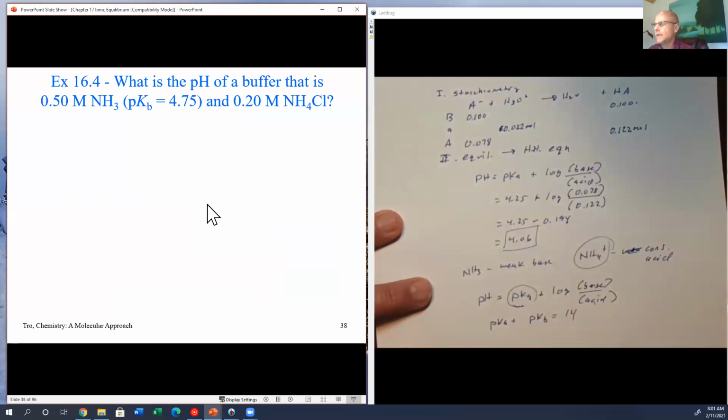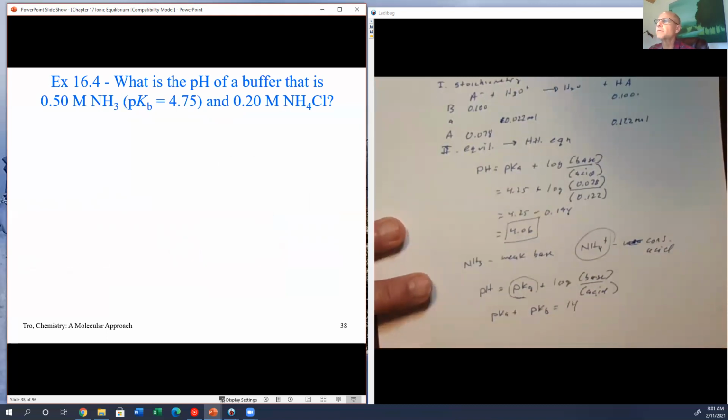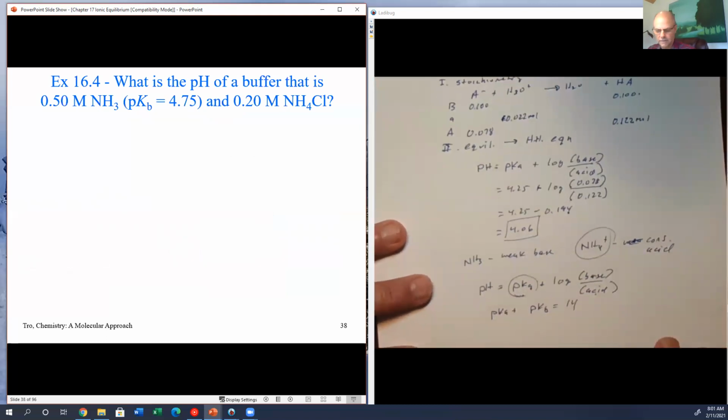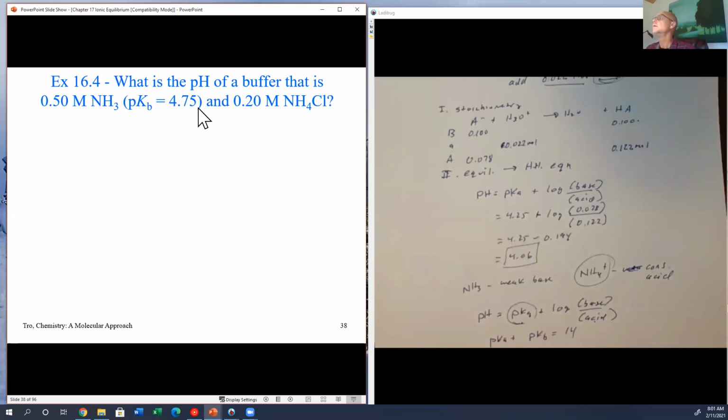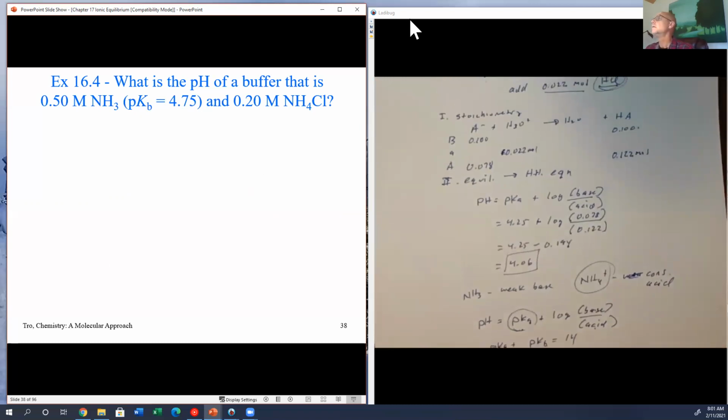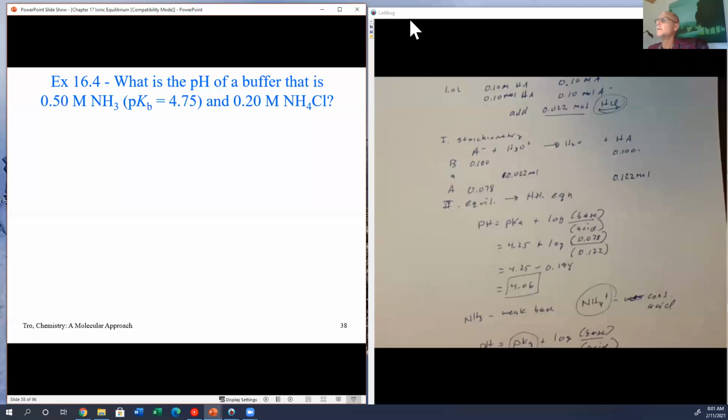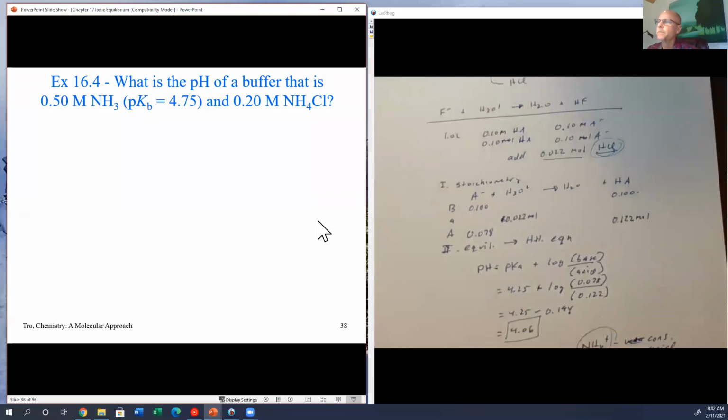So let's just do a quick example. It's going to be pretty straightforward. Let me just work this out here for you on the screen. What is the pH of a buffer that is 0.5 molar NH3 and 0.2 molar NH4Cl?